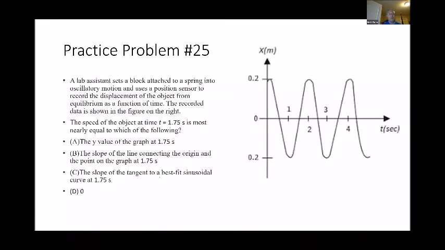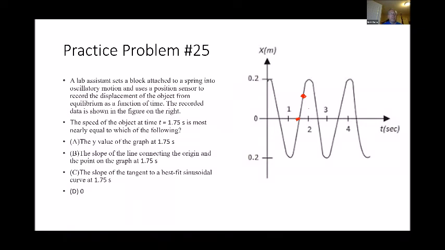All right, here's number 25. A lab assistant sets a block attached to a spring into oscillatory motion and uses a position sensor to record the displacement. So this is going to be like a position time graph, not a velocity time graph. The recorded data is shown in the figure on the right. The speed of the object at time 1.75 seconds. So that puts us somewhere right in here in that portion of the graph, because this would be about 1.5 right here. So 1.75 is going to be a little bit more to the right. We're looking for the speed.